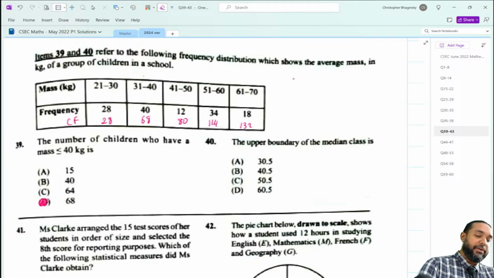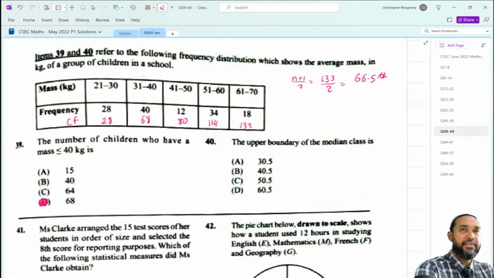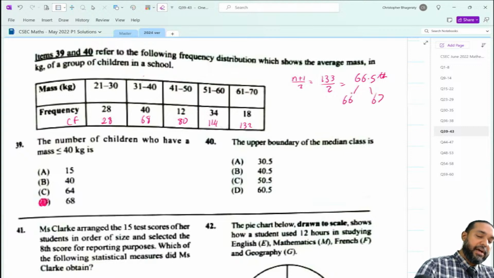Now, to find the median, we know we could do an n plus 1 over 2 business, right? Now, that doesn't give us the value of the median. It gives us the position of the median in the distribution, right? So that's 133 over 2, which is 66.5. So, of course, you can't have a 66.5 place. So what that means is you need to find the 66th person and the 67th person and find their average.